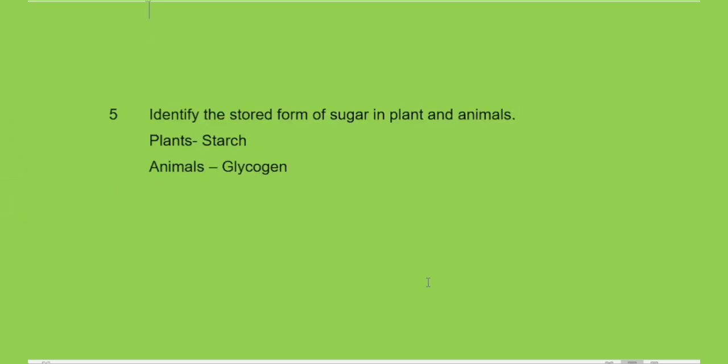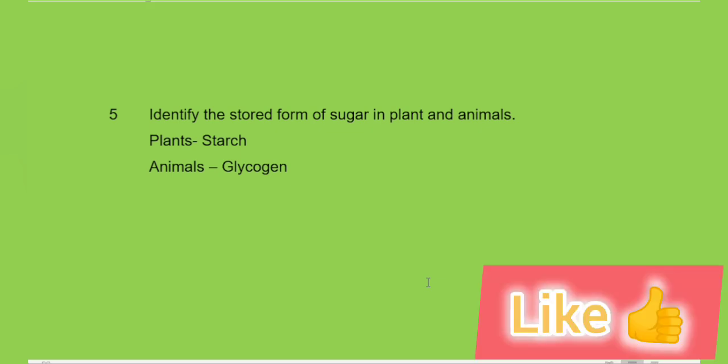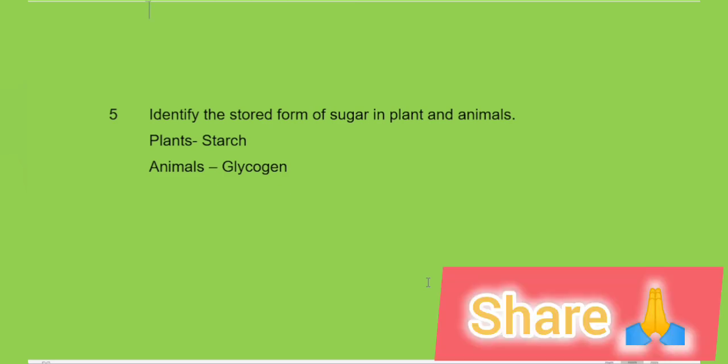Identify the stored form of sugar in plants and animals. Once plants prepare the food, they will be storing the excess food in the form of starch. Whereas in animals, once we consume starch, we break it down into glucose, and the excess one will be stored in the liver in the form of glycogen. So the stored form of sugar in plants is starch, and in animals it is glycogen.